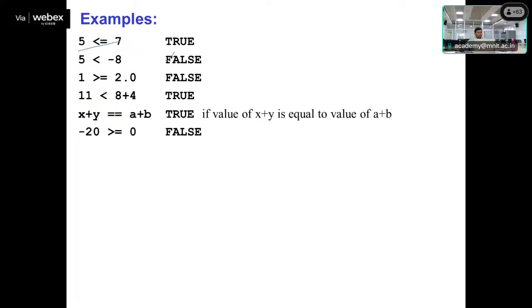Or no, this is not correct. 1 is greater than or equal to 2.0? False. So the outcome of any relational operator will always come as either false or true.